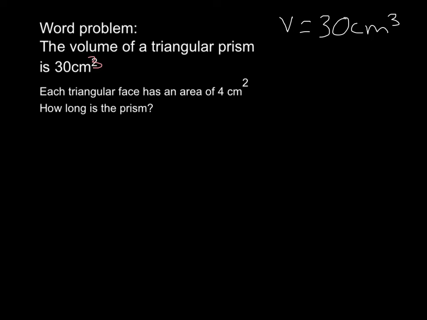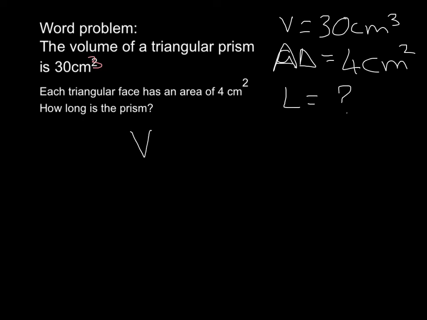Okay, and then we know each triangular face has an area. So they've given the area of only one face, so we know that's what we're going to use. So area of our triangle equals 4 centimeters squared, and the thing that's missing is our length in this case. So our length is not given to us. Okay, so that's our x value that we're solving for.